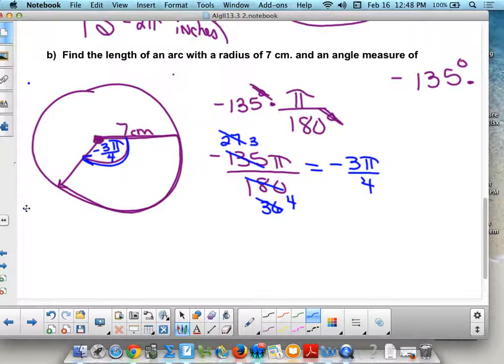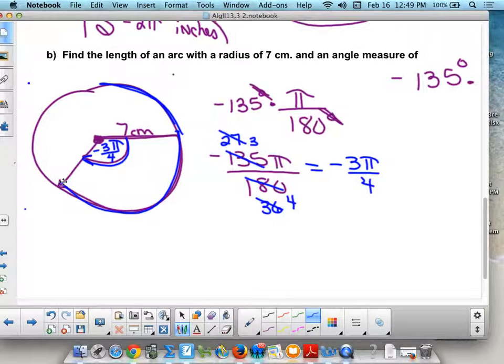Okay, in radians, the central angle is negative 345. Now, I gotta ask you a question. When it comes to distance around the outside of the circle, is the distance ever gonna be negative? If I go this way and measure, that's a positive distance. If I go this way and I measure, that's a positive distance. It's just distance is positive. Do you really have to put the negative in?